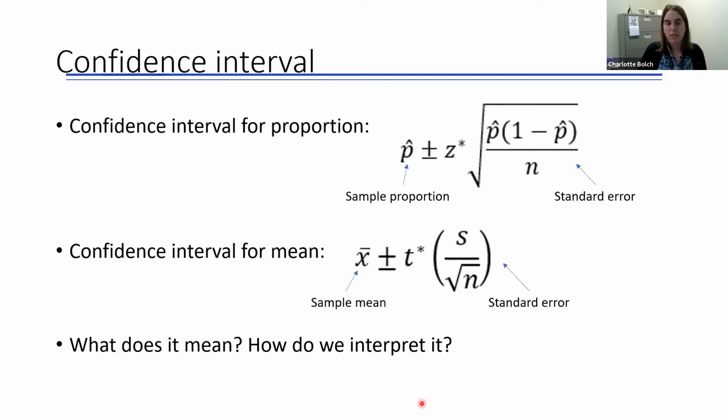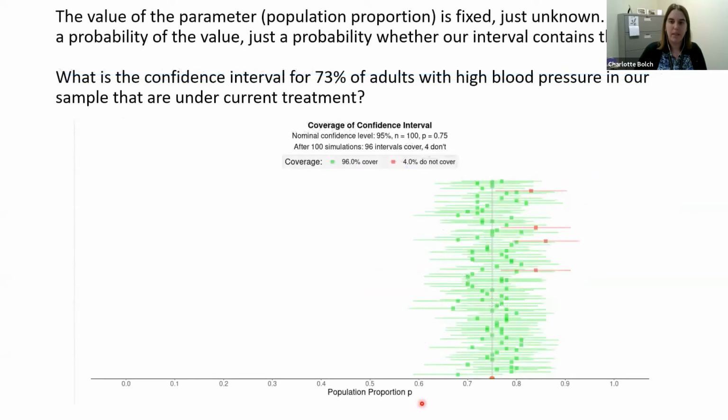So this is how confidence intervals are calculated, but what's more interesting is what this confidence interval means and how we interpret it. The value of the parameter, usually the population proportion in this case, is fixed. It's just unknown. There's not a probability of the value, just a probability of whether our interval contains the value or not. So we are interested in what the confidence interval is for the 73% of adults with high blood pressure in our sample that are under current treatment.